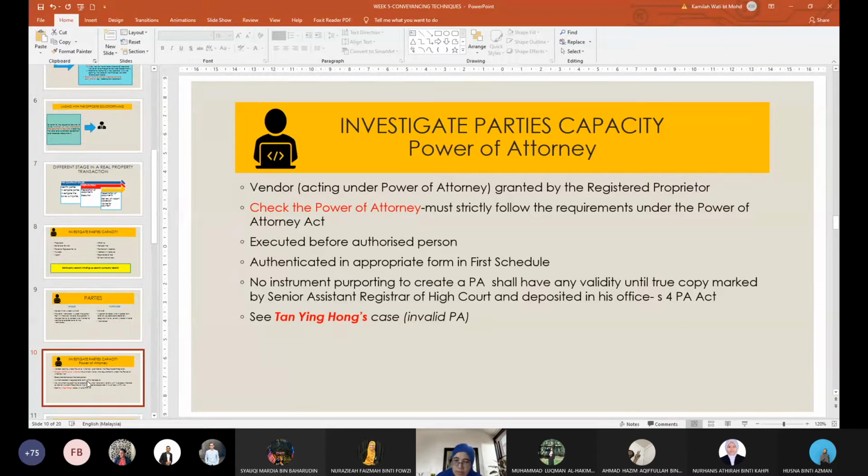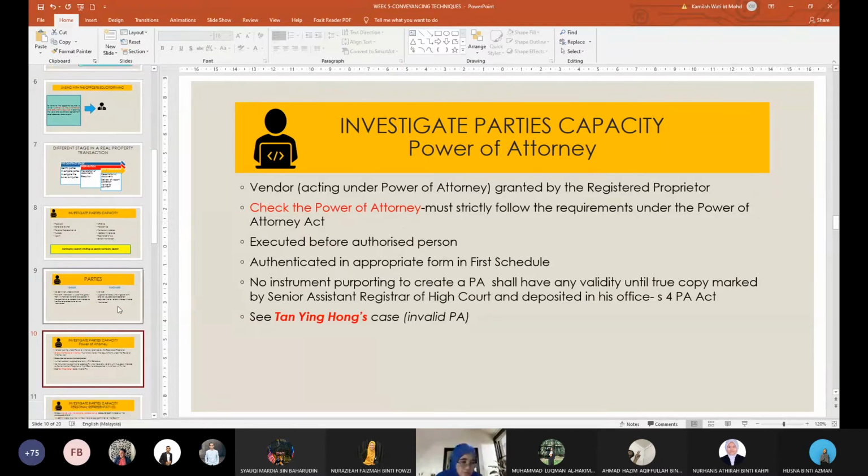So when we have this kind of client, we must be very careful and check the power of attorney. We must ask for a copy of the PA to be given to us so that we can check the details in it. Okay.